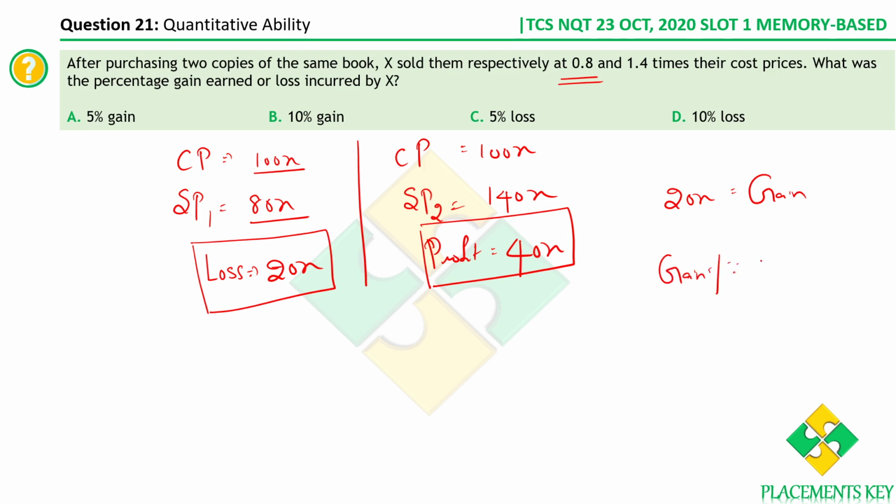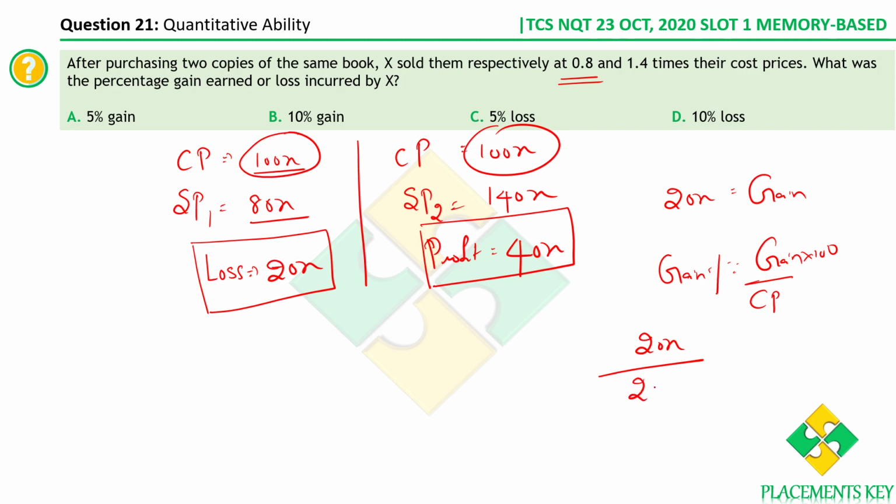Gain percentage is what? Gain by CP into 100. So what is gain here? 20x by cost price. Most students take cost price as 100x. No, this is the entire transaction that we are considering. The 20x is a profit that is earned on both the transactions. Therefore, the cost price is the overall cost price, 100x plus 100x, or 200x.